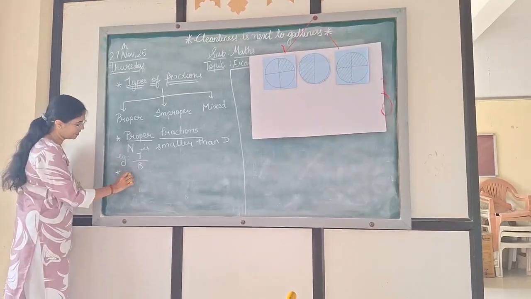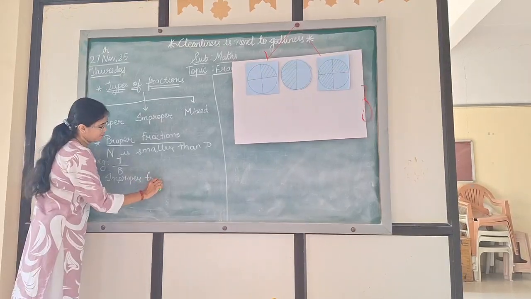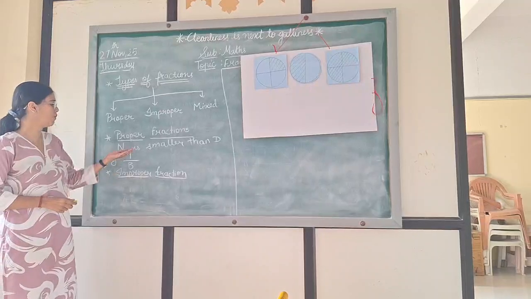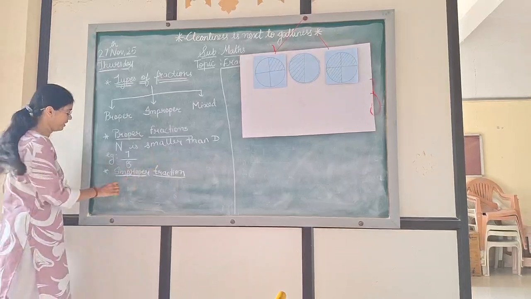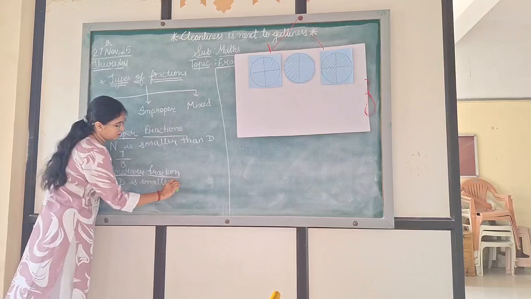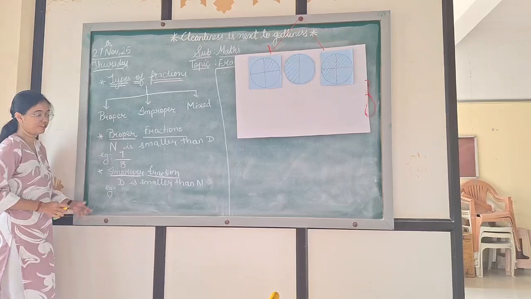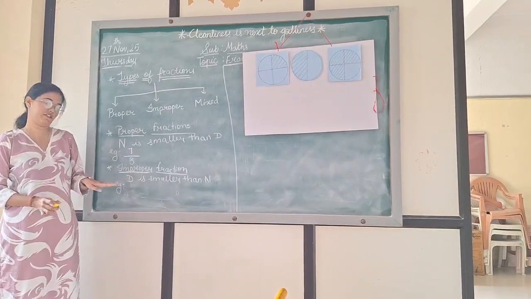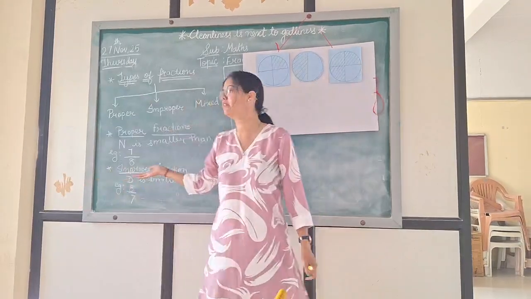So next, that is improper fraction. Here, it is vice versa of proper fractions. The denominator is smaller than the numerator. Okay, so give me one example for this. Make the numerator bigger over here and the denominator smaller. 8 upon 7. Correct. 8 upon 7. Very good.